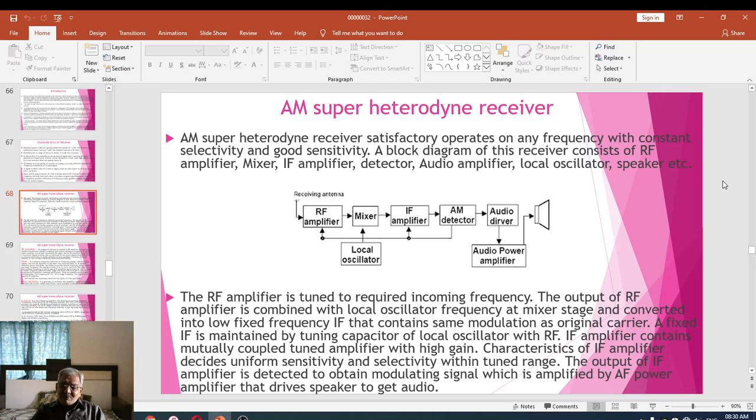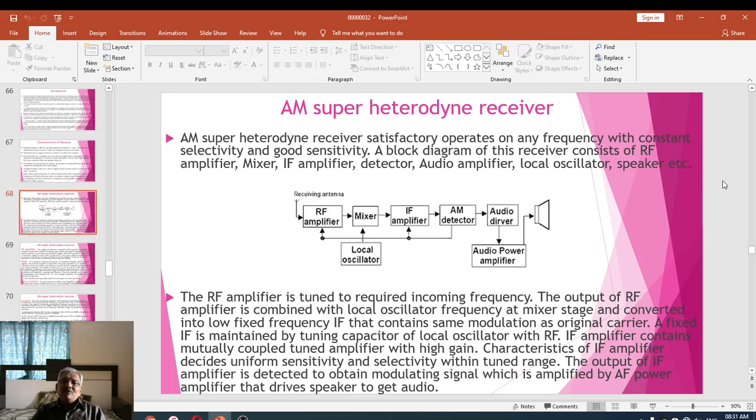We studied that receivers are of two types. One is a TRF receiver, that is a tuned radio frequency receiver, and another one is super heterodyne receiver. Due to the drawback of TRF receiver, that is, its bandwidth changes within the tuned range of frequency, to avoid that, super heterodyne receiver is widely used in practice.